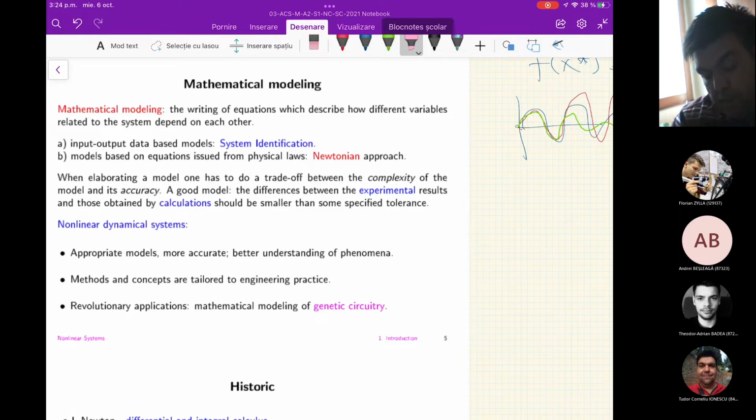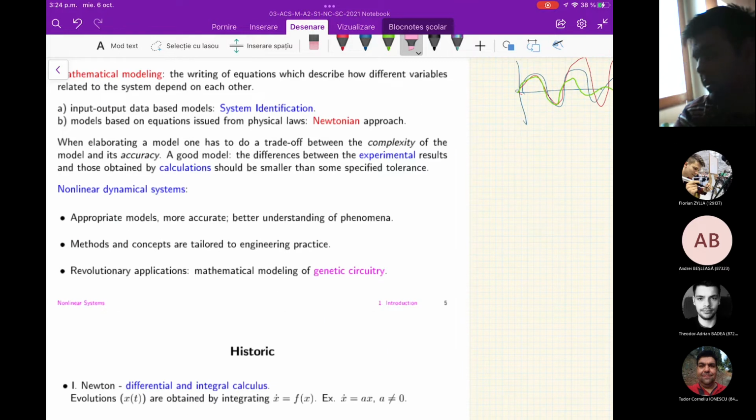Okay. Nonlinear dynamical systems are usually appropriate models, with more accurate and better understanding of phenomena. They are very complex, more complex than the linear systems, but like I said, increased complexity means increased accuracy. They are sort of directly proportional to one another. Okay.